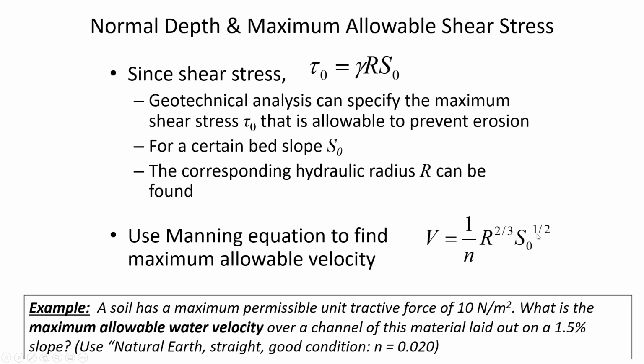And just to remind you, when we use Manning's equation, S should be expressed as a decimal, not as the percentage. And so here the value that you will put into S, both here and also in the expression for shear stress, is 0.015. And then if this happened to be a natural earth that was in good condition and the channel is straight, then the N value you should use is 0.02. All right, so I'm going to pause for a moment where you calculate the maximum velocity that can be allowed. The way that you do it is, first of all, rearrange this shear stress equation, solve for R, and then substitute that R into Manning's equation.